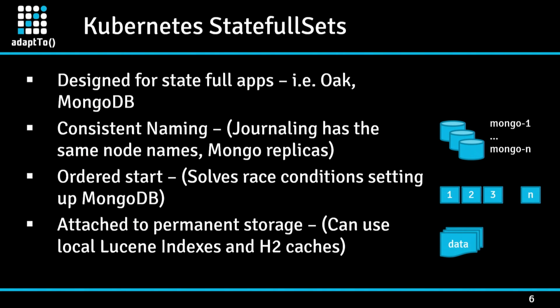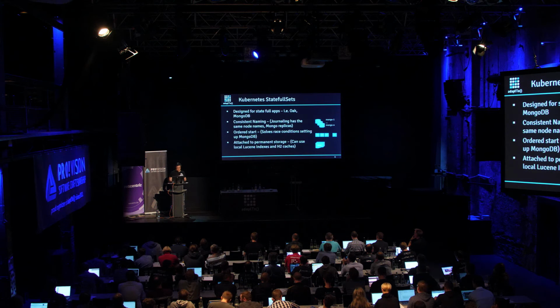Kubernetes StatefulSets is one of the capabilities that we use. It's designed to support stateful apps, such as MongoDB and Oak. It provides consistent and permanent networking and storage. It also provides ordered starts of the components that are required, for instance, in order to deploy MongoDB replica sets.